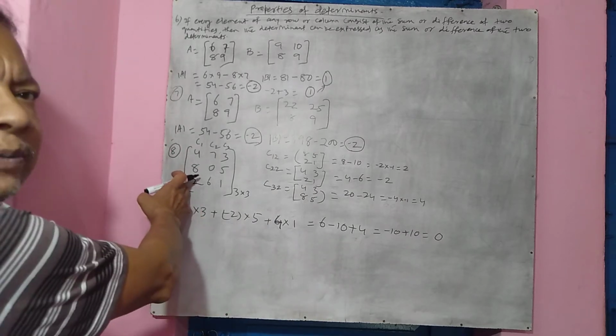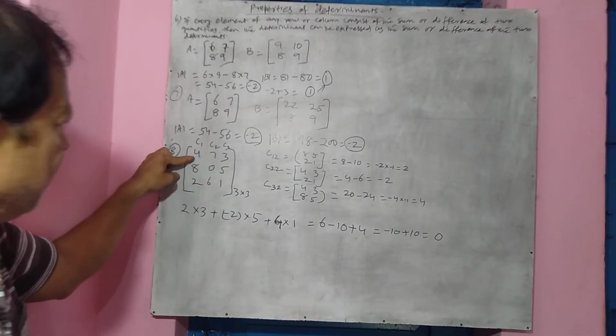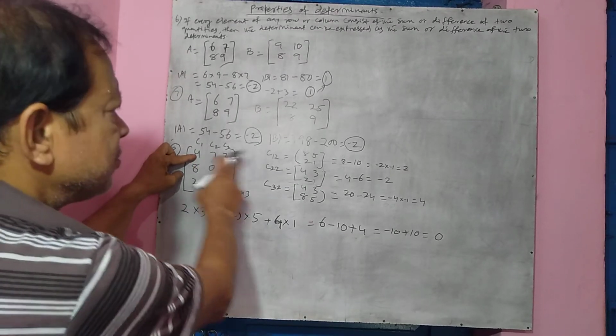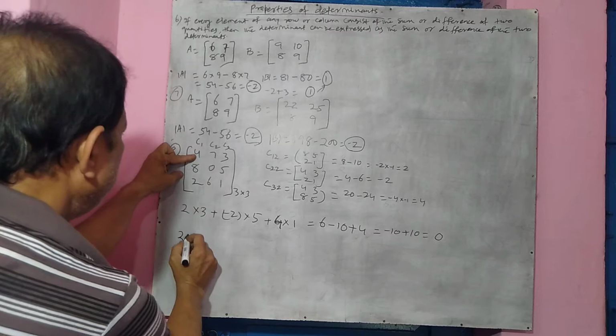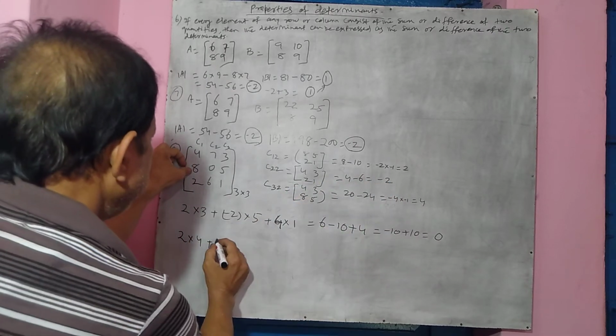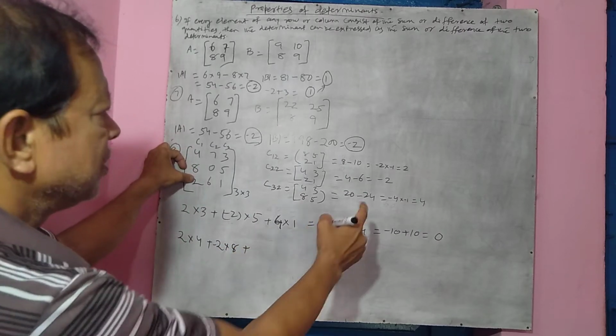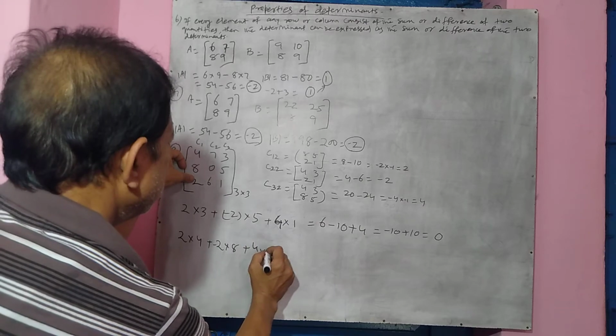Let us take the first column also. That's why I have taken the second column. You can multiply with the first column also. Let's say this is 2. 2 into 4 plus minus 2 into 8 plus 4 into 2.